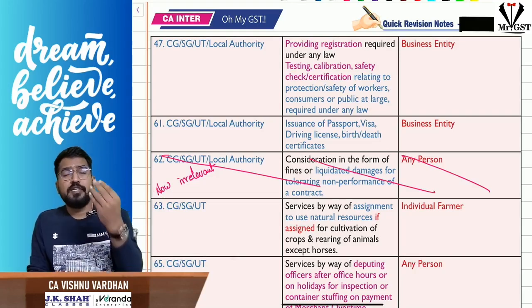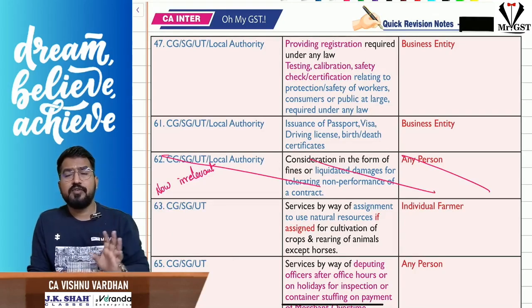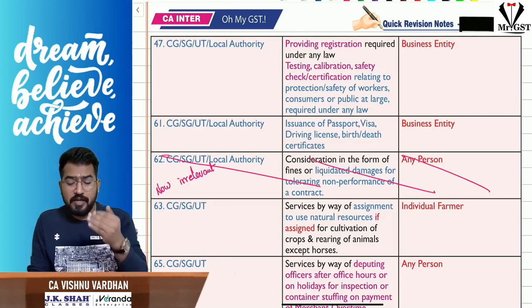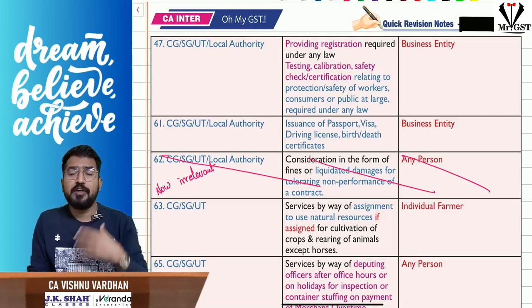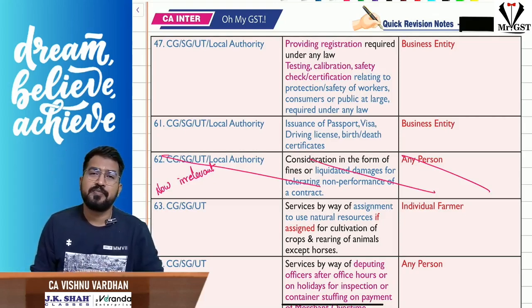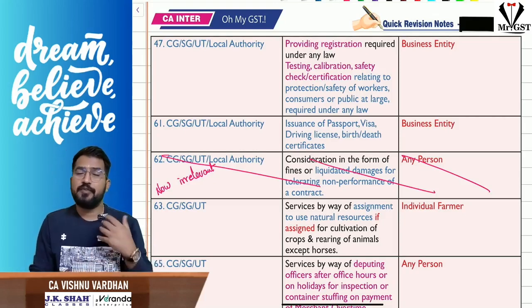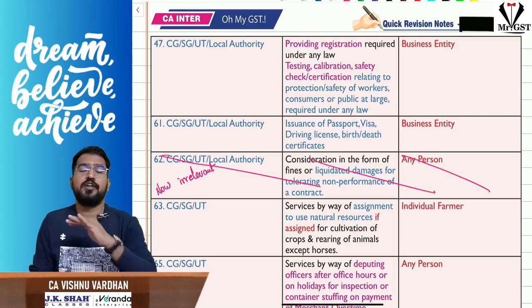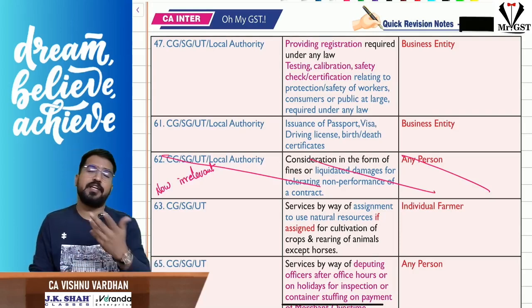Earlier, breach of contract, the liquidated damages, etc. also we have been paying GST, and they gave exemption also. If it is provided by government, then it is exempt under GST. Okay, now after 5 years in 2022 they have released a circular saying that no, there is no consideration for tolerating the breach.